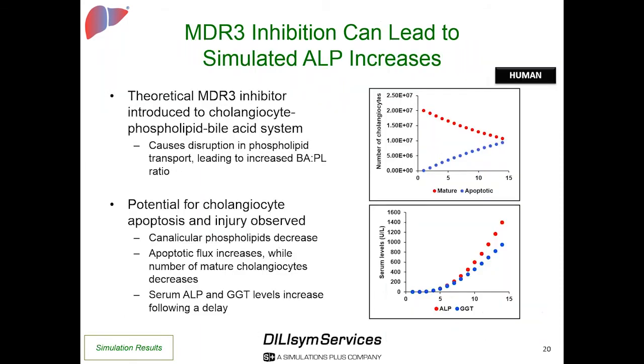And this is just a theoretical example here on slide 20 to show that on the right, as you inhibit MDR3 in the software, you can get a loss of your healthy cells and an increase in apoptotic cells, and as a result below, you see alkaline phosphatase and GGT increase. So these are some of the sensitivity analyses we've started with. We've also started looking at some specific compounds, for example, itraconazole, and how they would affect and lead to cholestasis. So that module is still in development and validation, but the framework is there and available for use.